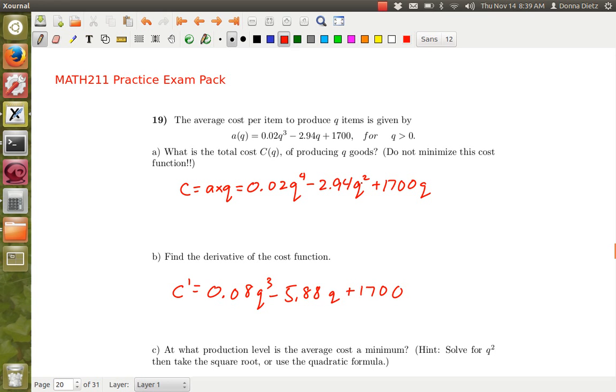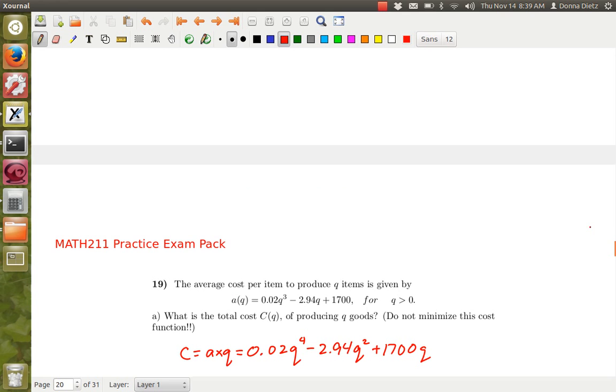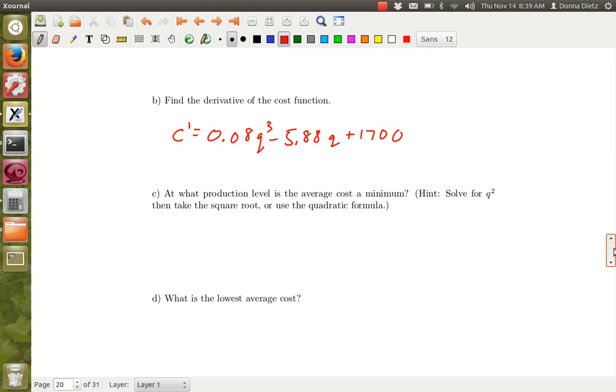Okay, at what production level is average cost a minimum? And so we have to first find, where's the average cost a minimum? So we want to minimize this guy. So for the moment, we pretend that we don't know that that comes from anywhere else, just out of context. So I'm going to just rewrite average cost so you can see it down here. And plus 1700. So we want to take the derivative of average cost.